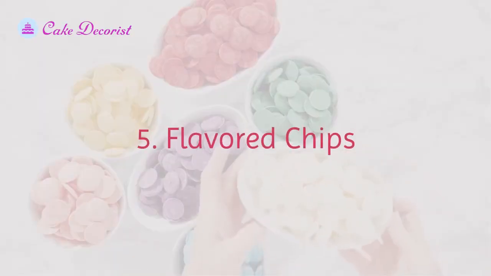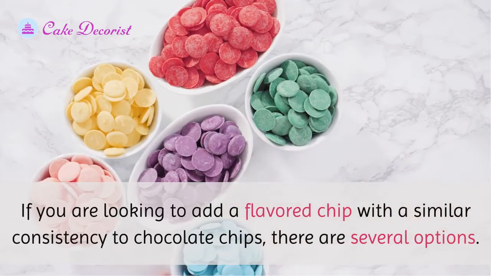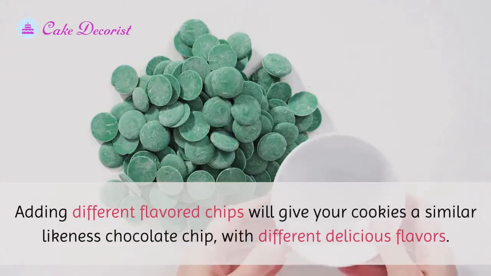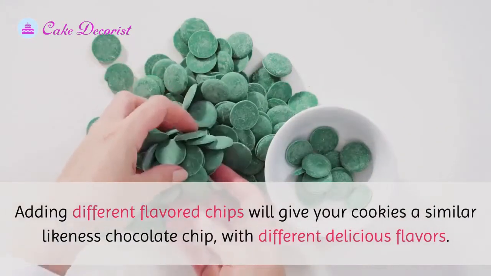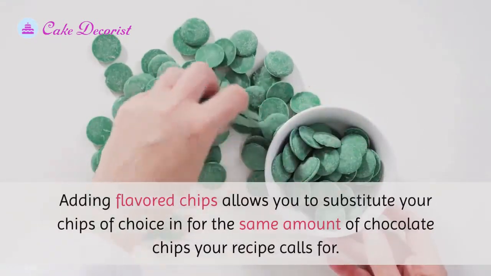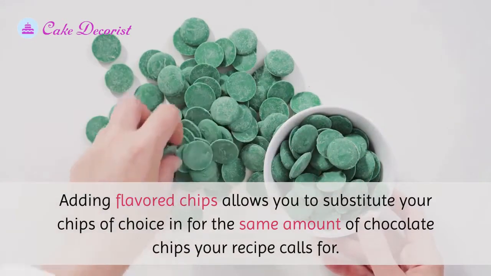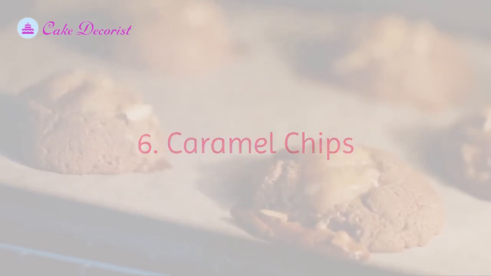5. Flavored chips. If you are looking to add a flavored chip with a similar consistency to chocolate chips, there are several options. Adding different flavored chips will give your cookies a similar likeness to chocolate chip, with different delicious flavors. Adding flavored chips allows you to substitute your chips of choice in for the same amount of chocolate chips your recipe calls for.